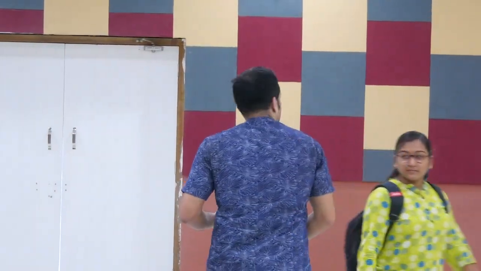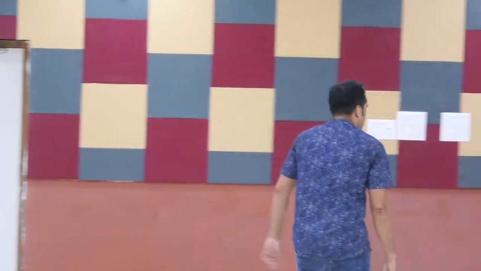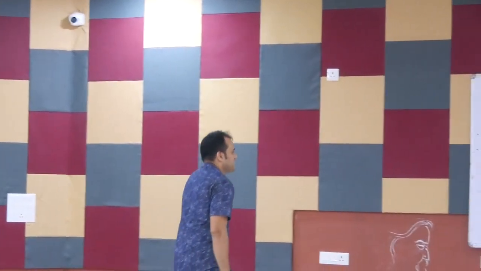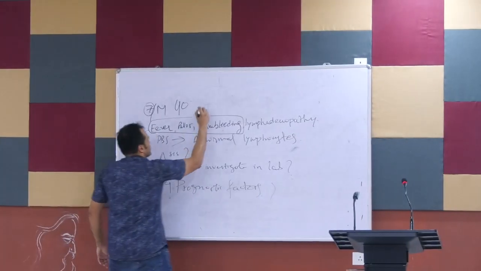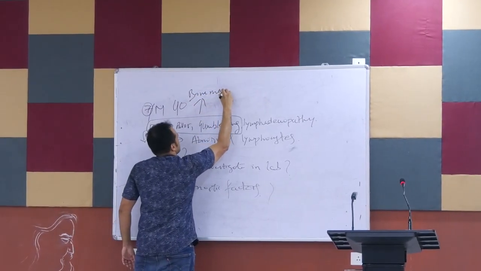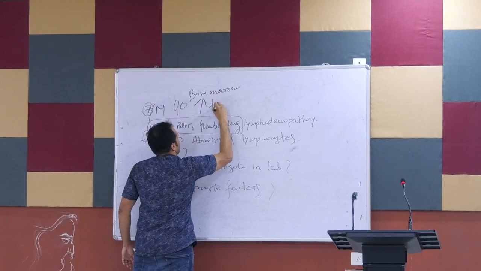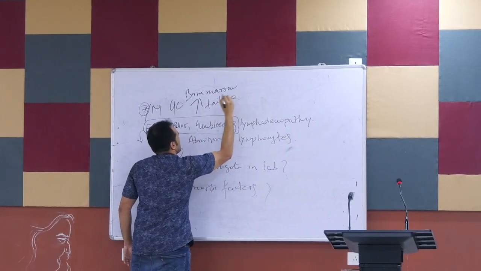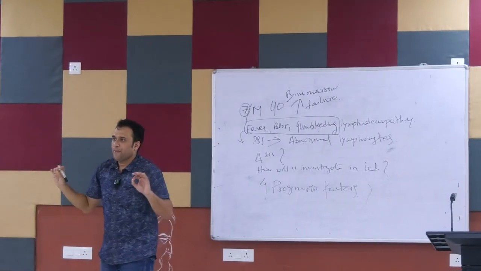Pancytopenia. Okay. No. You shouldn't be answering like that. Fever, pallor and gum bleeding are because of what? Bone marrow failure. Yes, exactly. The entire thing is called pancytopenia. The entire thing is pancytopenia.